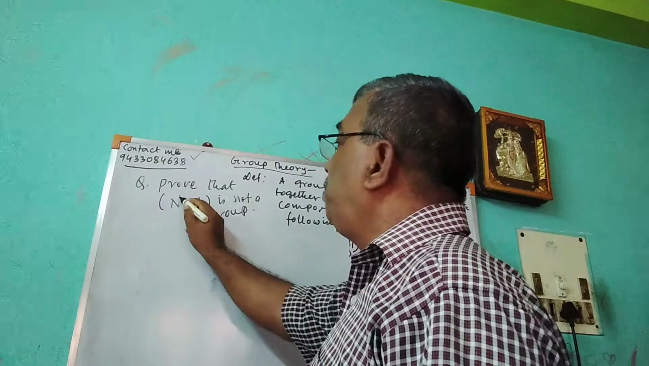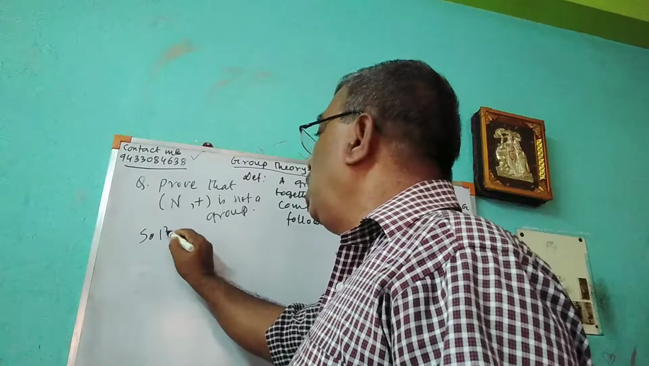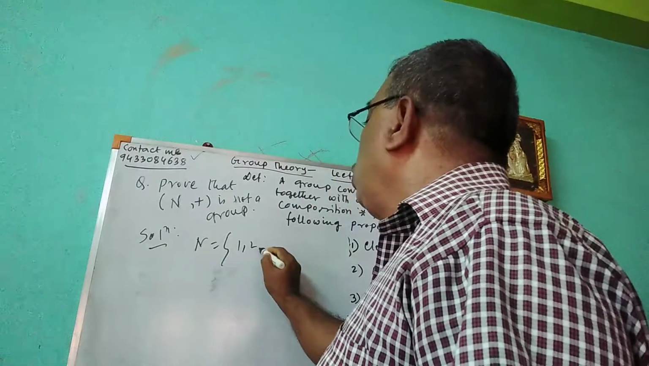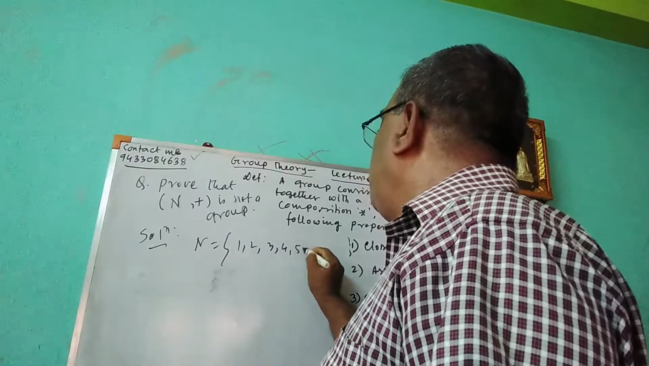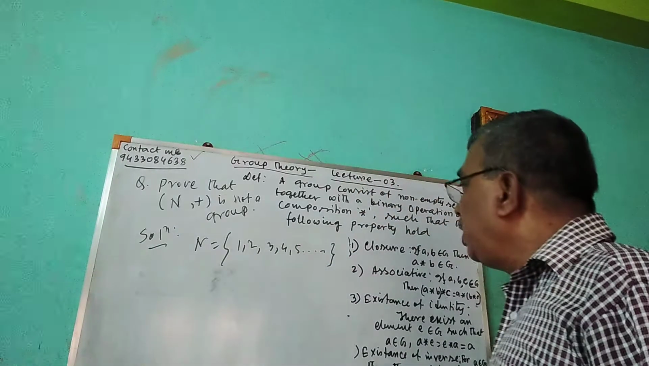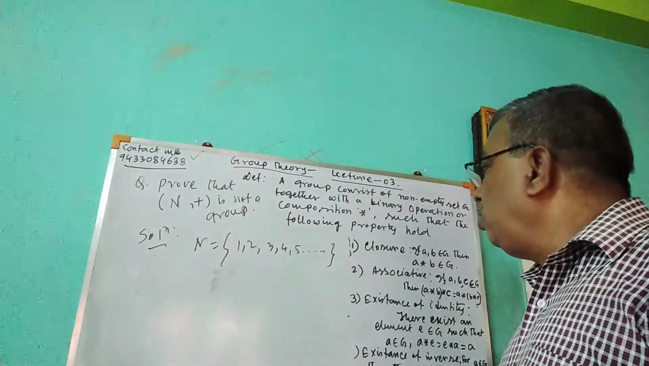Why is N plus not a group? Just take the solution. N is the natural numbers: 1, 2, 3, 4, 5, and so on. Here you see closure and the associative property will hold, but identity will not.